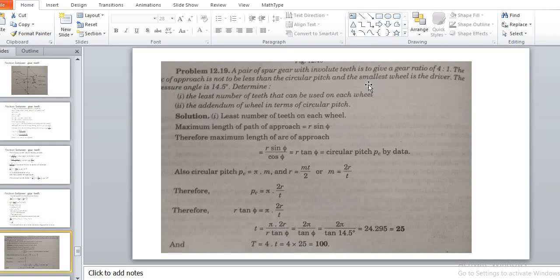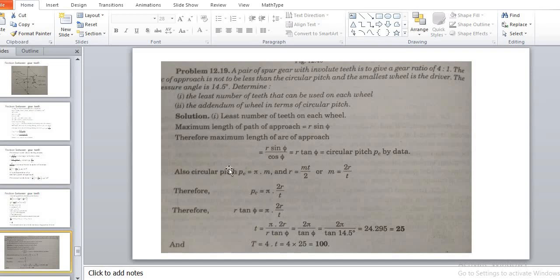The pressure angle is given as 14.5 degrees. We are asked to determine the least number of teeth that can be used on each wheel, and the addendum of the wheel in terms of the circular pitch. So here, to find the least number of teeth on each wheel, we have some formula, and with this formula we have to move further.